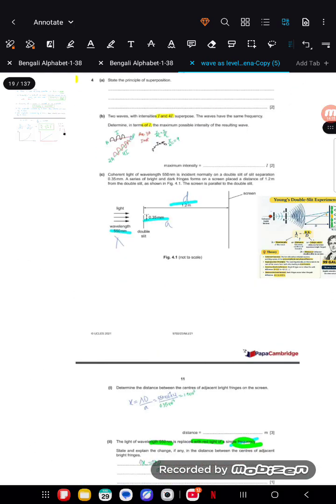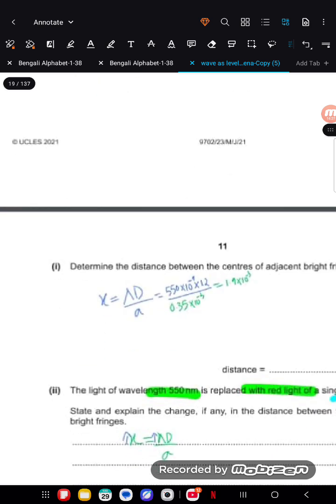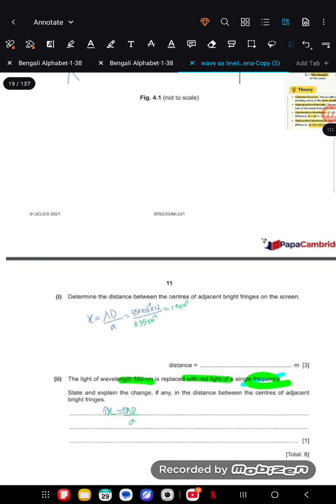So this is May June 2021, question number 4, part C. You can see everything is given: distance is given, a is given, wavelength is given. They are just saying to find the x, the distance between two bright fringes. So just write this and you will get 3 marks.